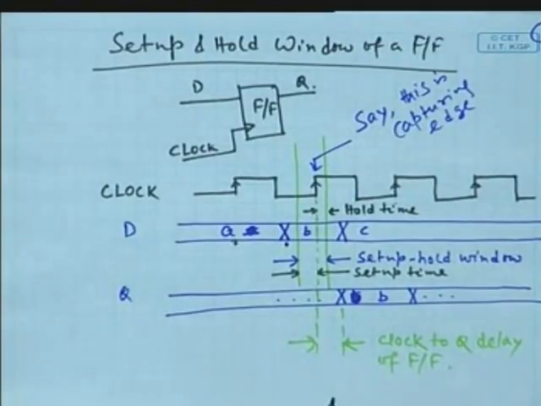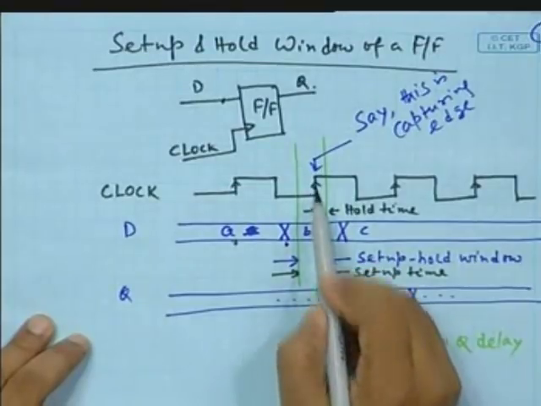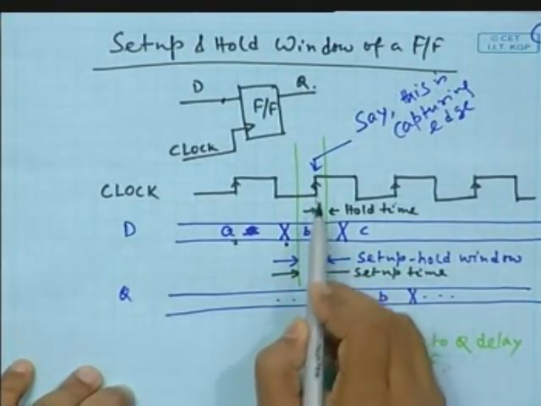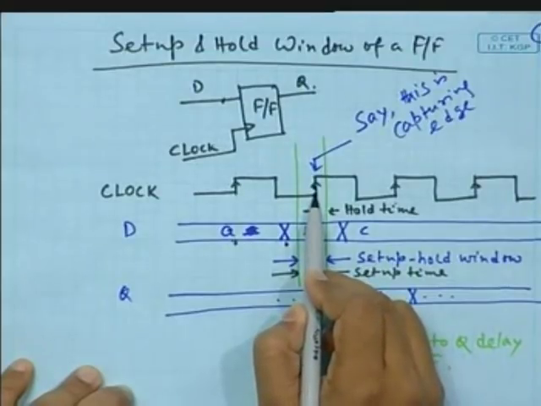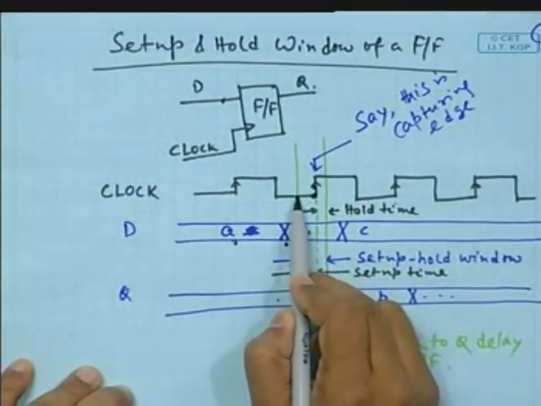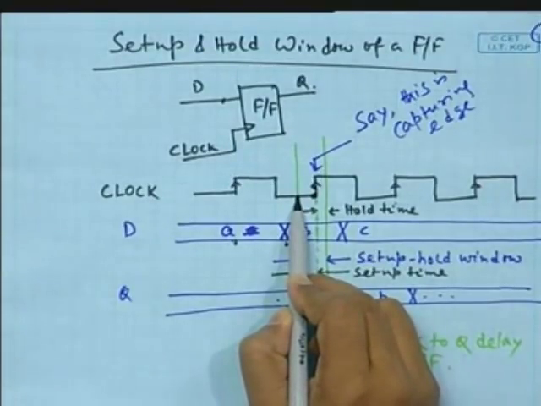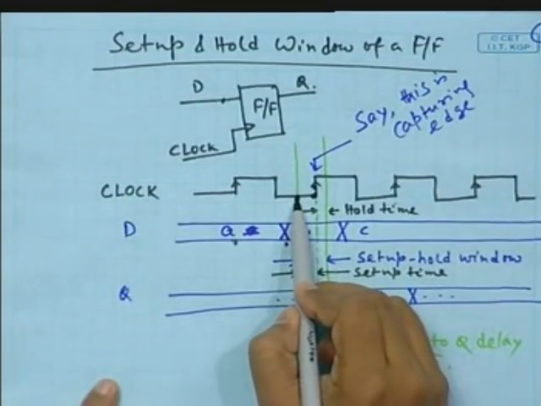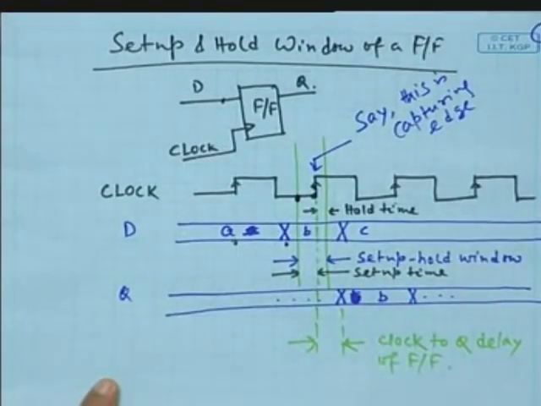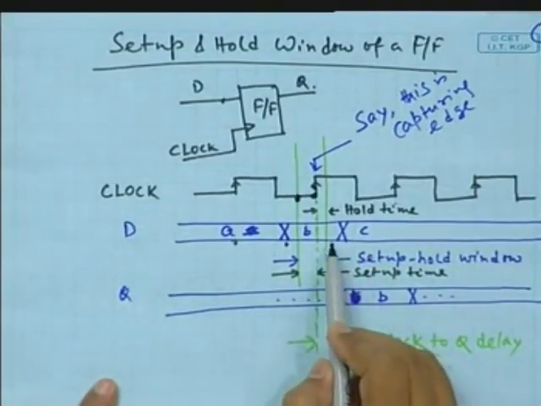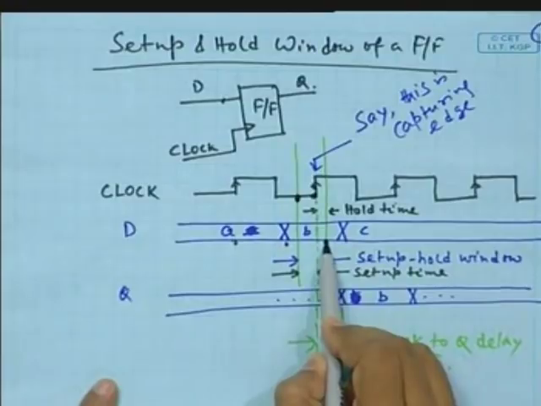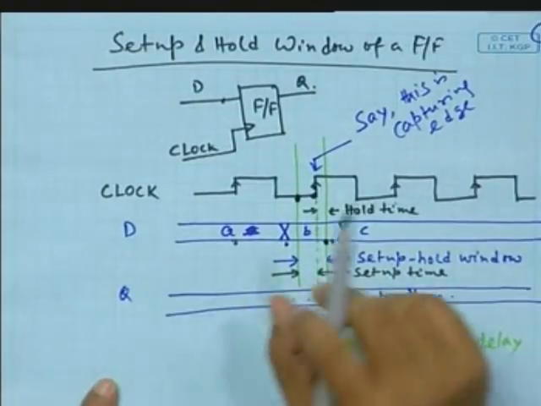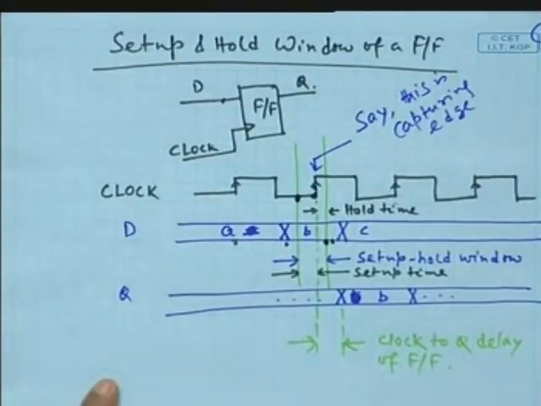The data coming here has to be sensed by this edge. So a setup and hold window is defined around this edge. What is setup time? It is the minimum time from here to here, before the edge, for which the data coming to your flop has to be stable. So D has to be stable before this point. That is the setup time. And D has to remain stable up to this point, at minimum. If it is stable up to this point, there is no issue. That is the hold time. Together, they are called the setup and hold window.